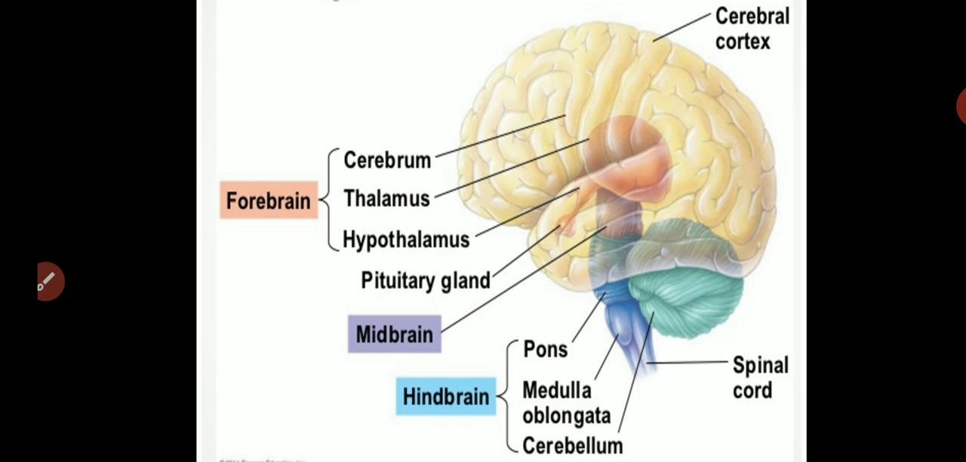Now let us see what they are. The forebrain is made up of the cerebrum, the thalamus and the hypothalamus. Okay. So the forebrain is made up of cerebrum, thalamus and the hypothalamus. Then you have the midbrain. The midbrain is just a small little patch. Then the hindbrain. The hindbrain is made up of the pons, the medulla oblongata and the cerebellum. So it has three parts there again.